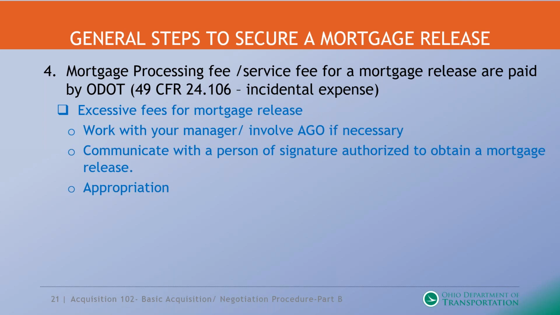Now, there are times that some fees can be pretty excessive. That's where you need to be bringing your manager in to see about working through that process on the excessive fees. There is a possibility you might have to bring in the Attorney General's office to work with those excessive fees also. Communicate with the person, a signature authority, that's going to be signing those partial mortgage releases. Of course, the last choice, if the mortgage processing fee is too high, you have the ability to appropriate the parcel.